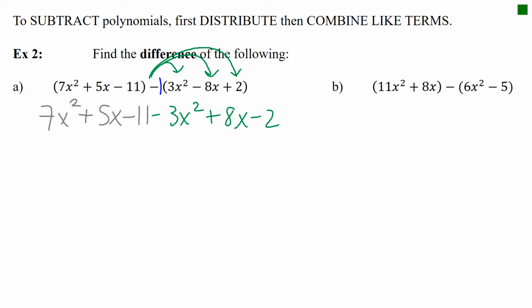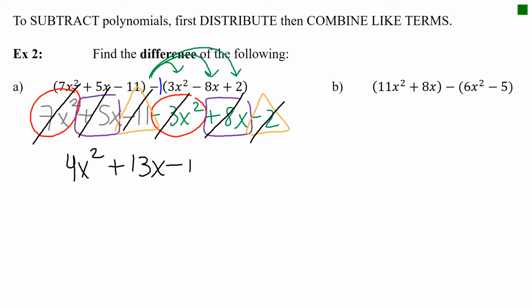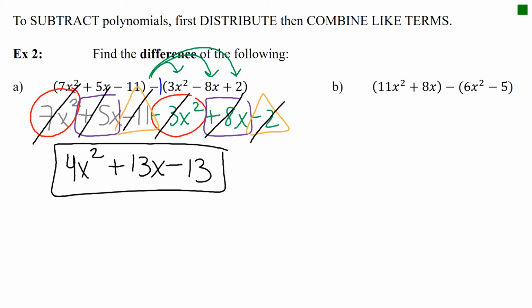Now to combine like terms like before, starting with 7x squared, that'll combine with a minus 3x squared. And we have positive 5x, which will combine with positive 8x. And lastly, minus 11 will combine with minus 2. Starting with variables, highest exponent, 7x squared minus 3x squared will give me 4x squared. 5x plus 8x will give me positive 13x. Then minus 11 minus 2 will give me minus 13. For a final answer of 4x squared plus 13x minus 13.